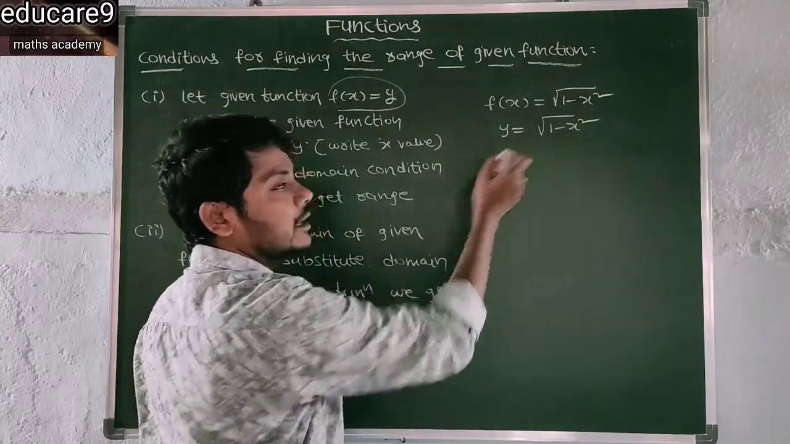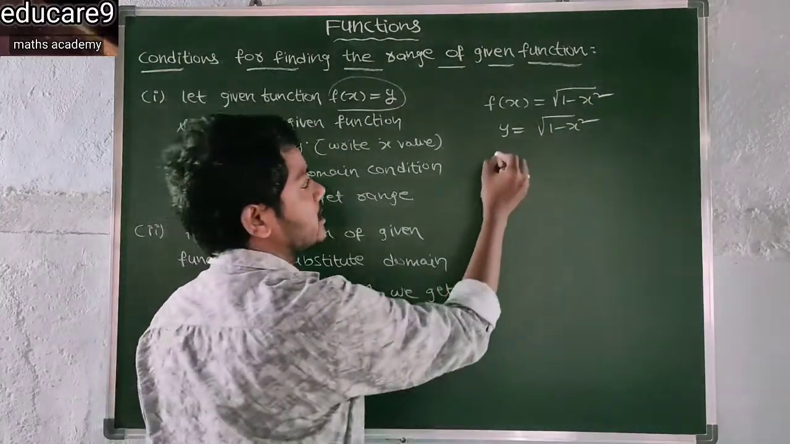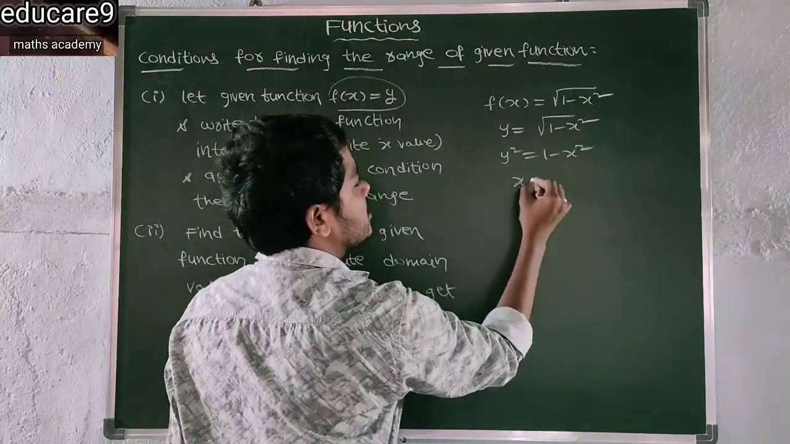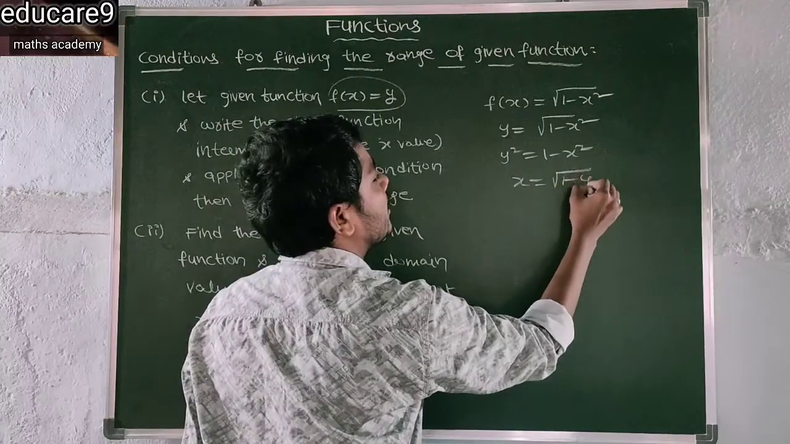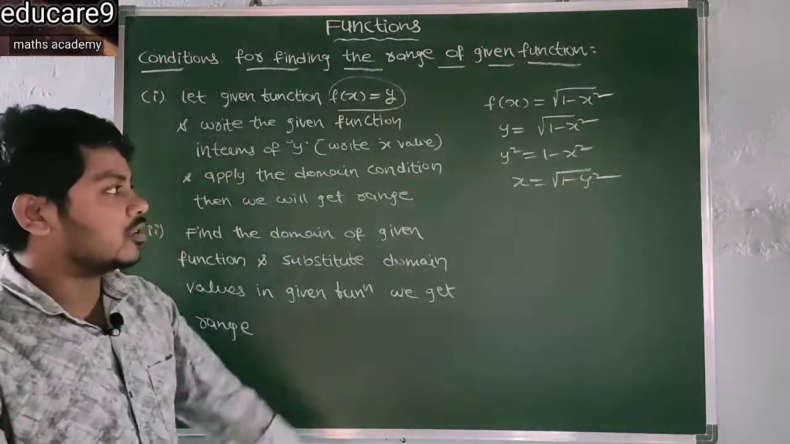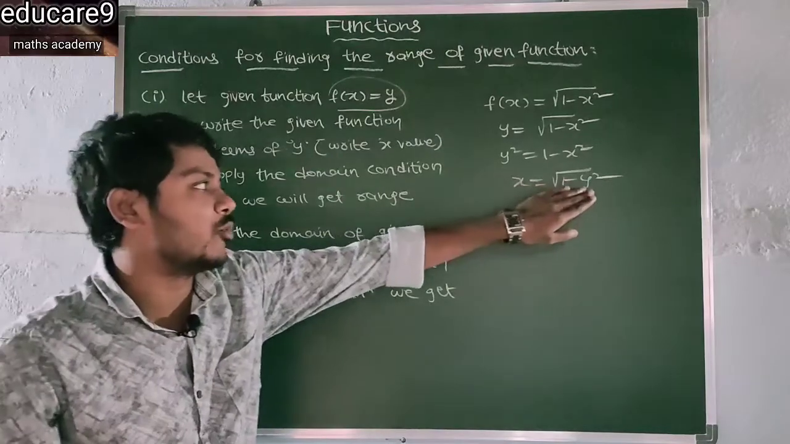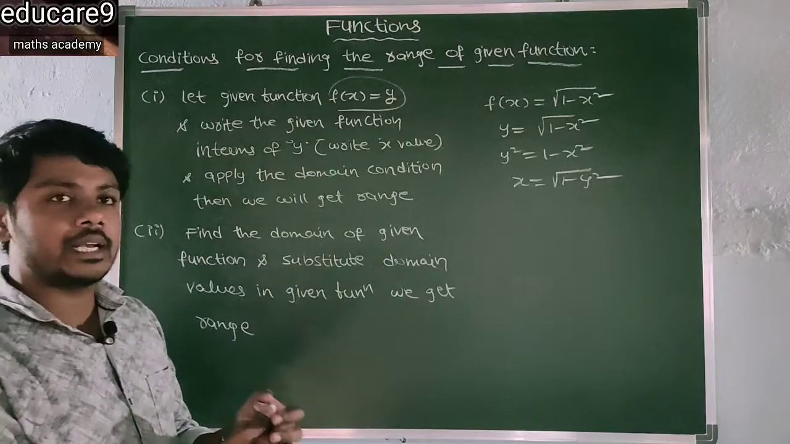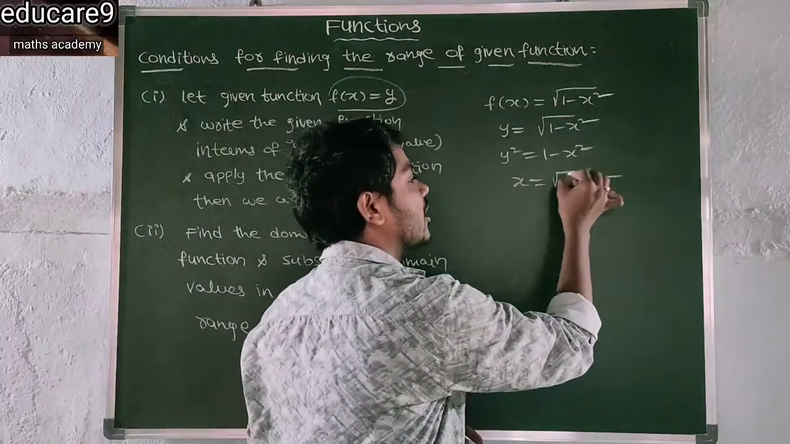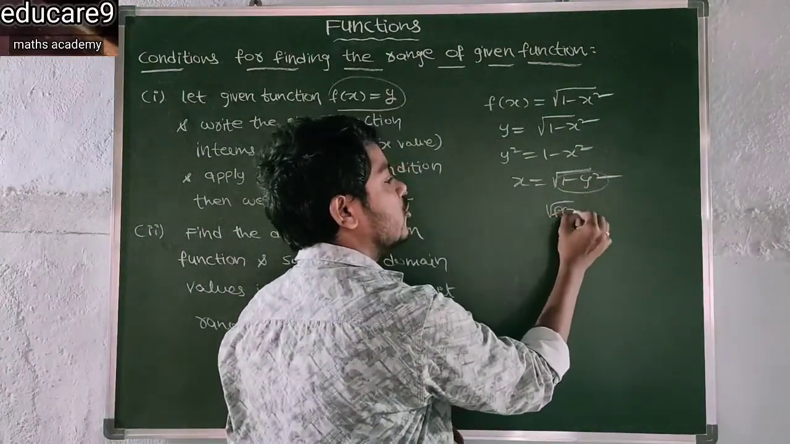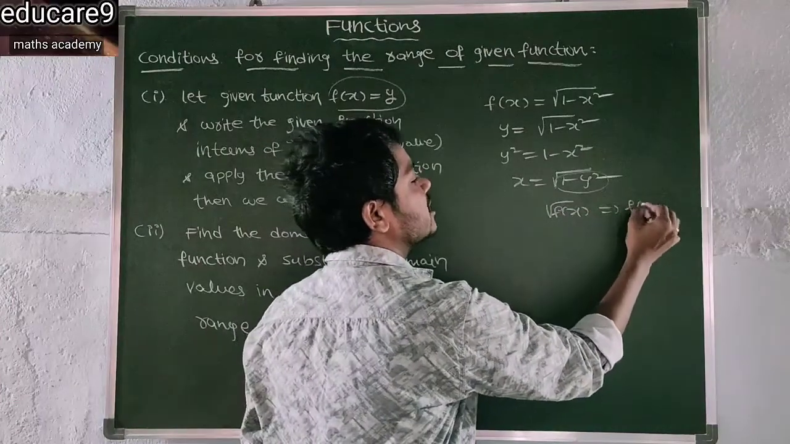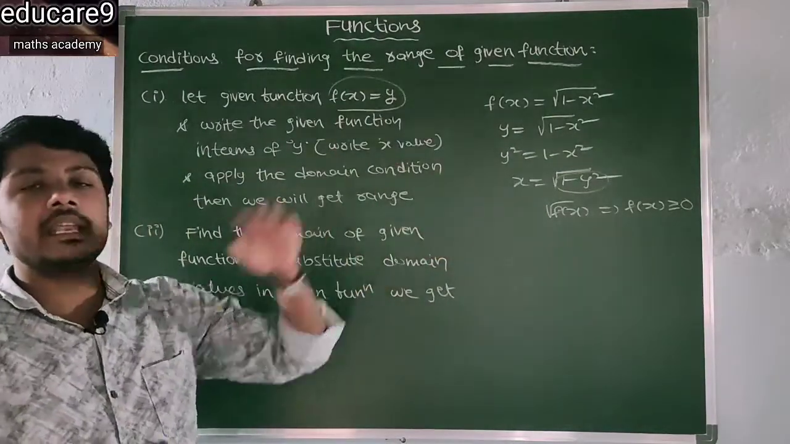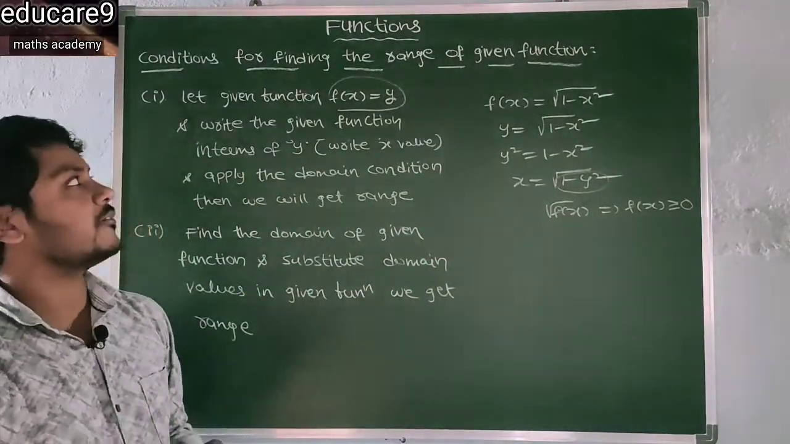So y is equal to under root of 1 minus x square. Now write the given equation in terms of y, that is y square is equal to 1 minus x square. So x is equal to under root of 1 minus y square. Now clearly this is a function in terms of y, and then apply the domain conditions. So what are the domain conditions here? Root f of x: if root f of x is there, f of x is greater than or equal to 0. Then you will get the range of the given function. That is the first condition.